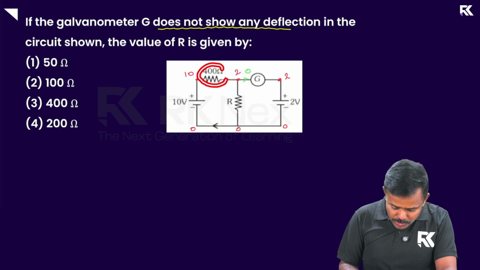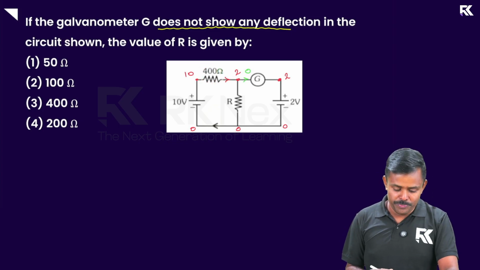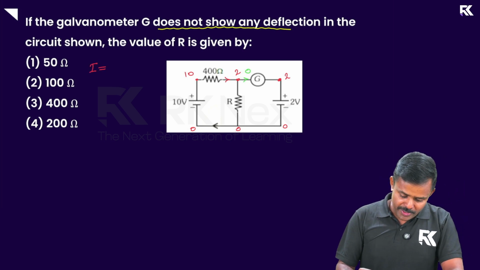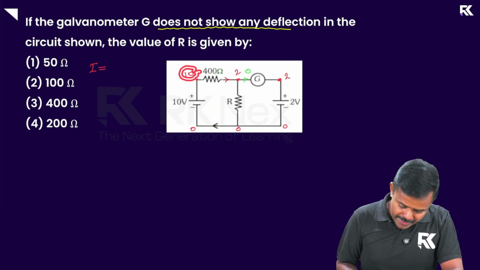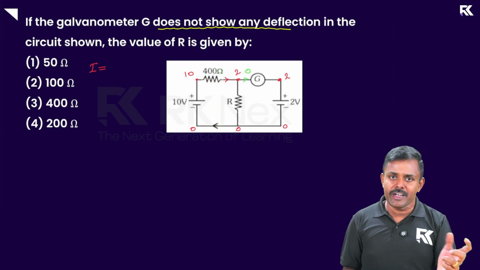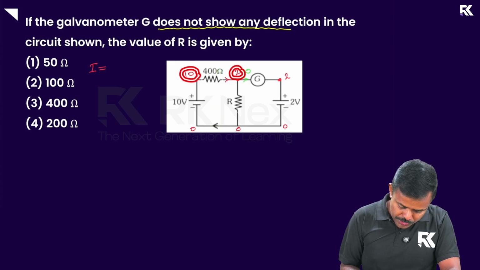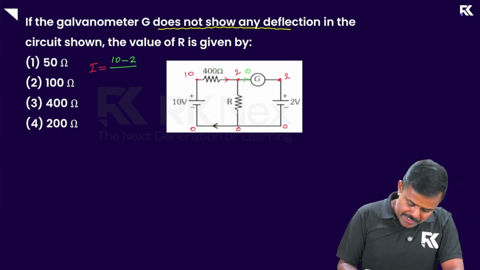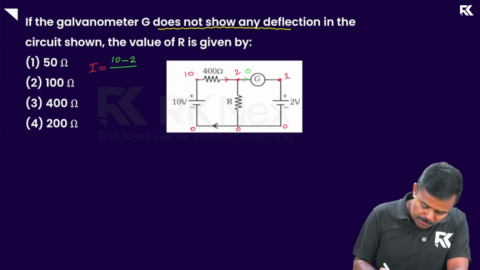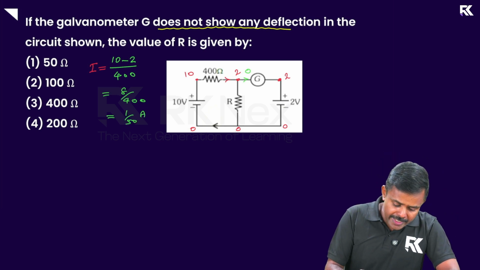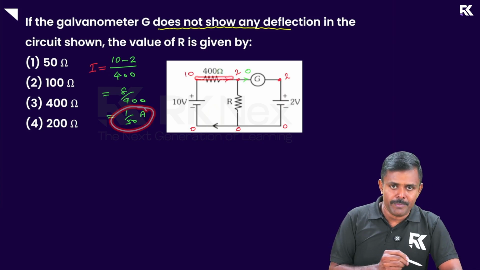So for finding the current through the 400 ohm, I have to apply Ohm's law. Ohm's law is what? Current is given by potential difference divided by resistance. Potential on the left side is 10 and on the right side it is 2. So the potential difference between the left hand and right hand is 10 minus 2, divided by the resistance there, which is 400. I'm applying simple Ohm's law, and that makes it 8 by 400, or it is 1 by 50 amps. So the current through this branch is 1 by 50 amps.